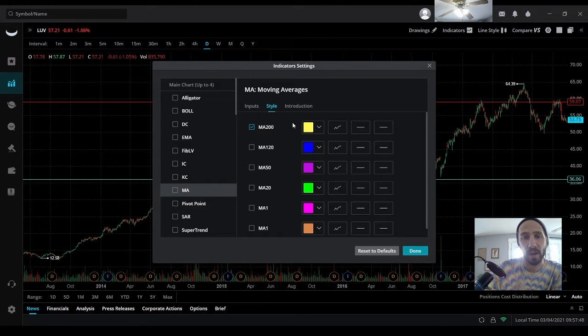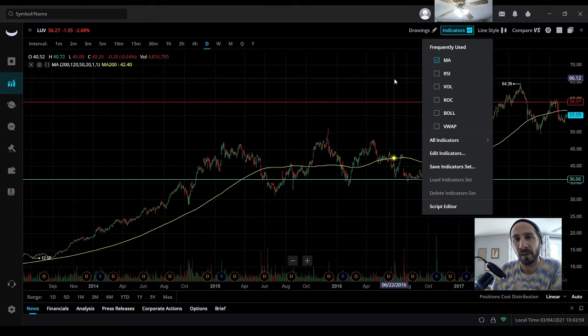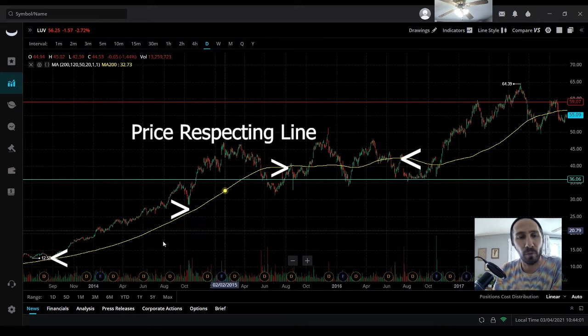Also, you're going to go over to style. You can change the color of the line if you'd like. And I have my 200 MA selected because that's the one this stock is respecting. It's all about what the stock is respecting, so you may have to adjust your lengths based on what the stock respects. Go ahead and turn on your MA line by clicking here. That'll drop in the 200 period moving average.